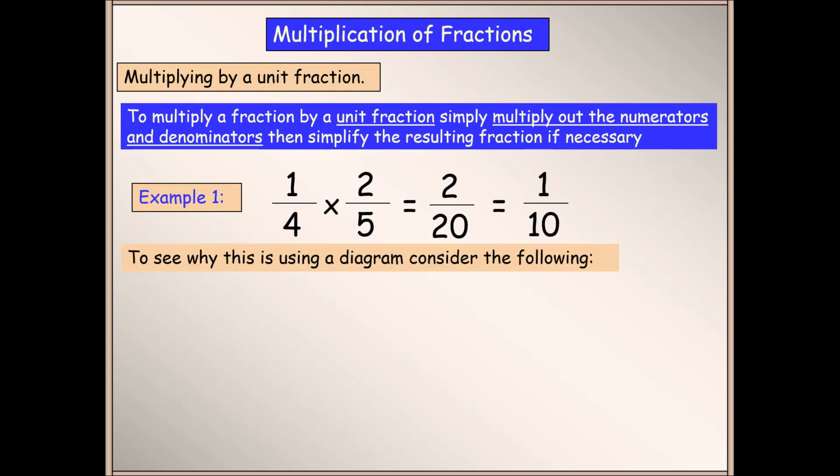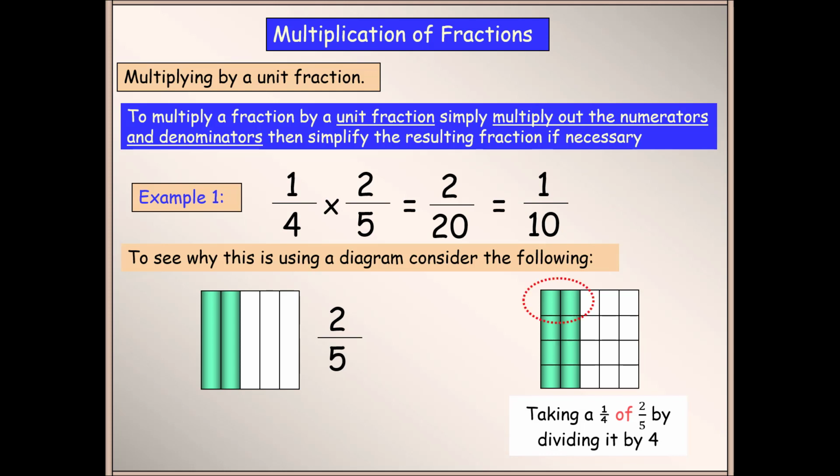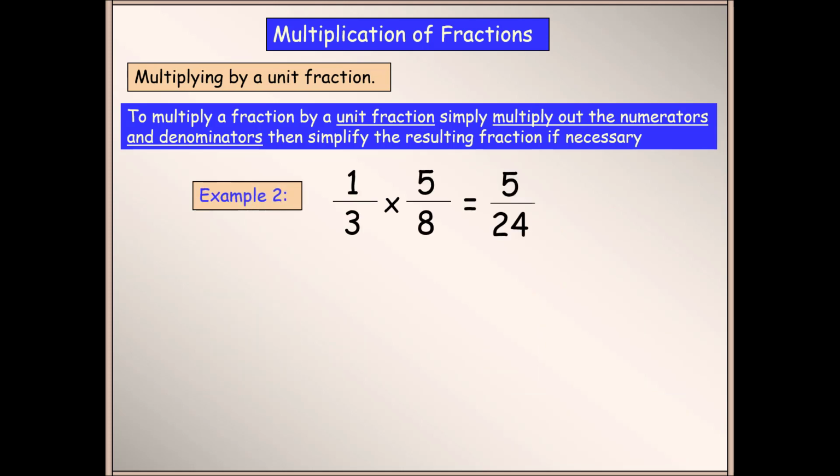To see why, let's use a diagram to consider the following. 2/5. We first take 2/5, and then we want 1/4 of 2/5. So we have to divide those 2/5 by 4, and then we have to take 1/4 of it. So that's why our answer seems very small, 1/10. 2/20, which is 1/10.